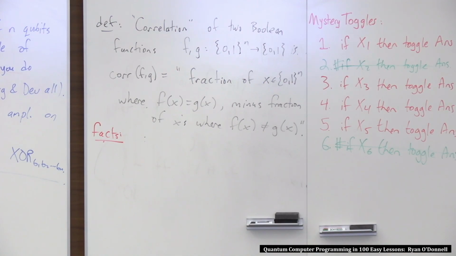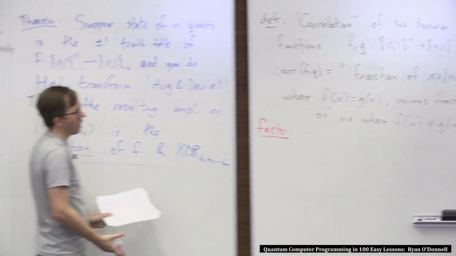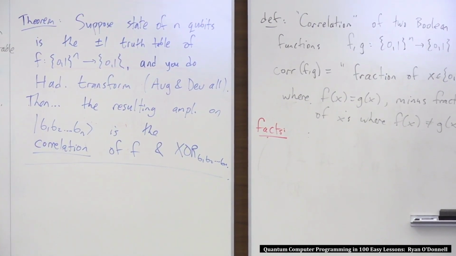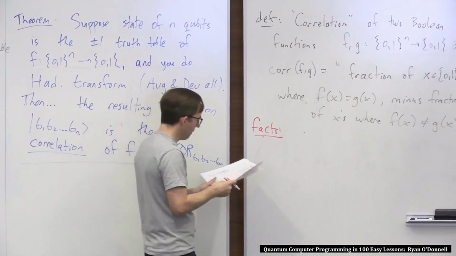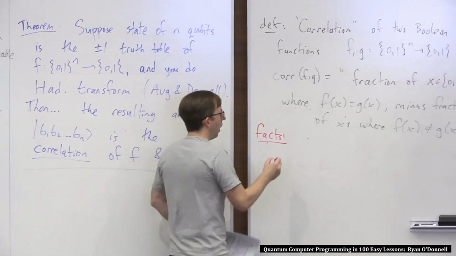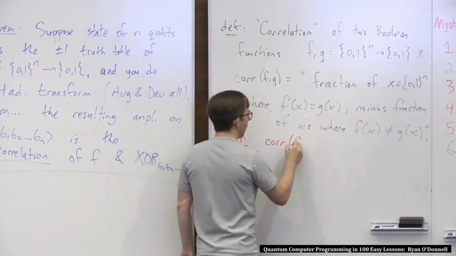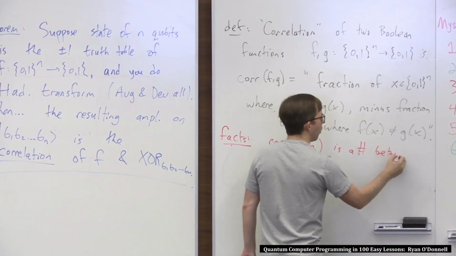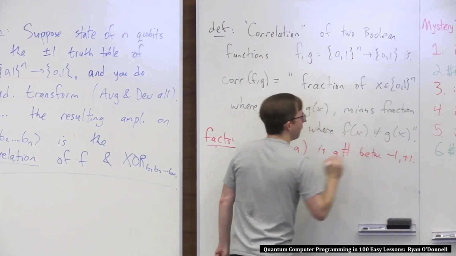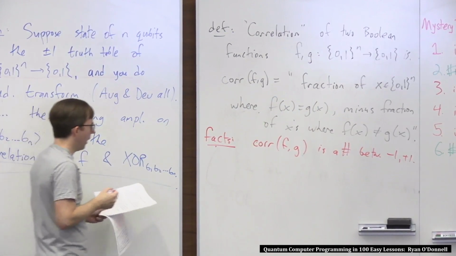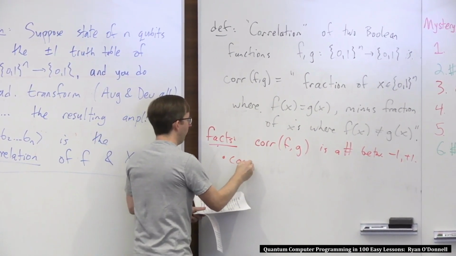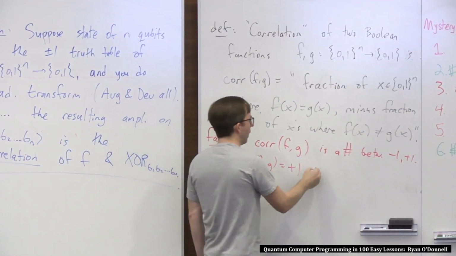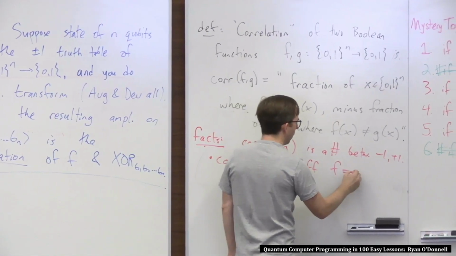So to compute the correlation between f and g, imagine you're looking at the truth tables of f and g, and you look at all the rows and see how many times they agree and how many times they disagree, and you convert those to fractions, and then you subtract. So this correlation between f and g is a number between -1 and 1. And it's 1, which is full correlation, if and only if f and g are the same function.